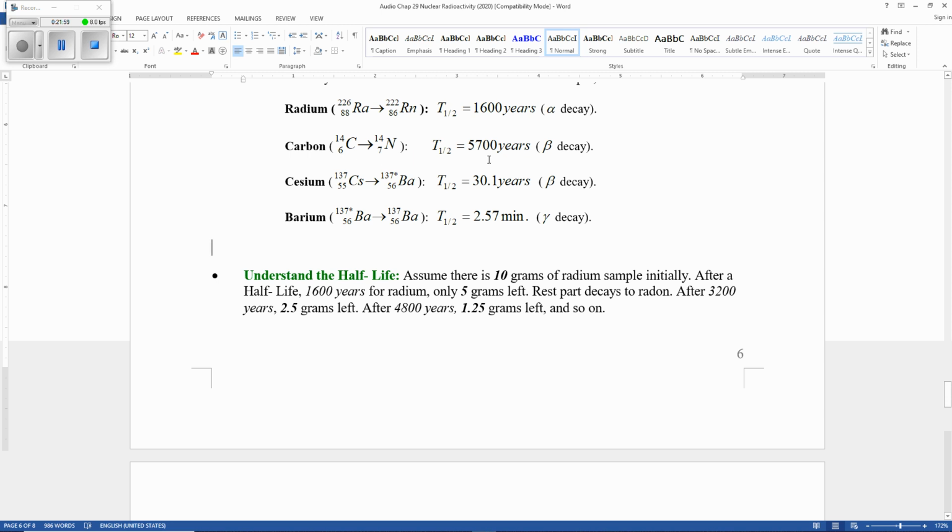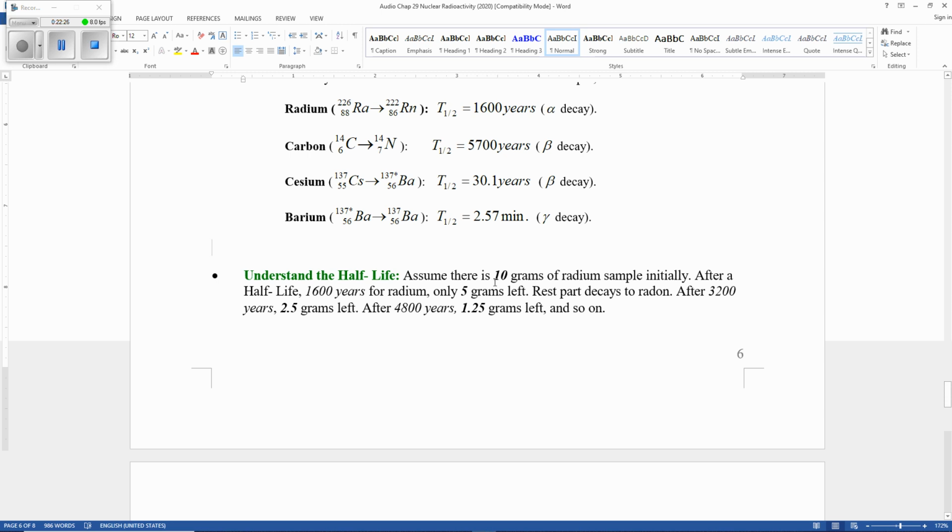Then another 5,700 years, reduce to half of half. Okay, so if you can carefully measure the carbon 14 left in the fossils, then you can estimate when this animal died. So that's called the dating. So simply speaking, understand half-life.